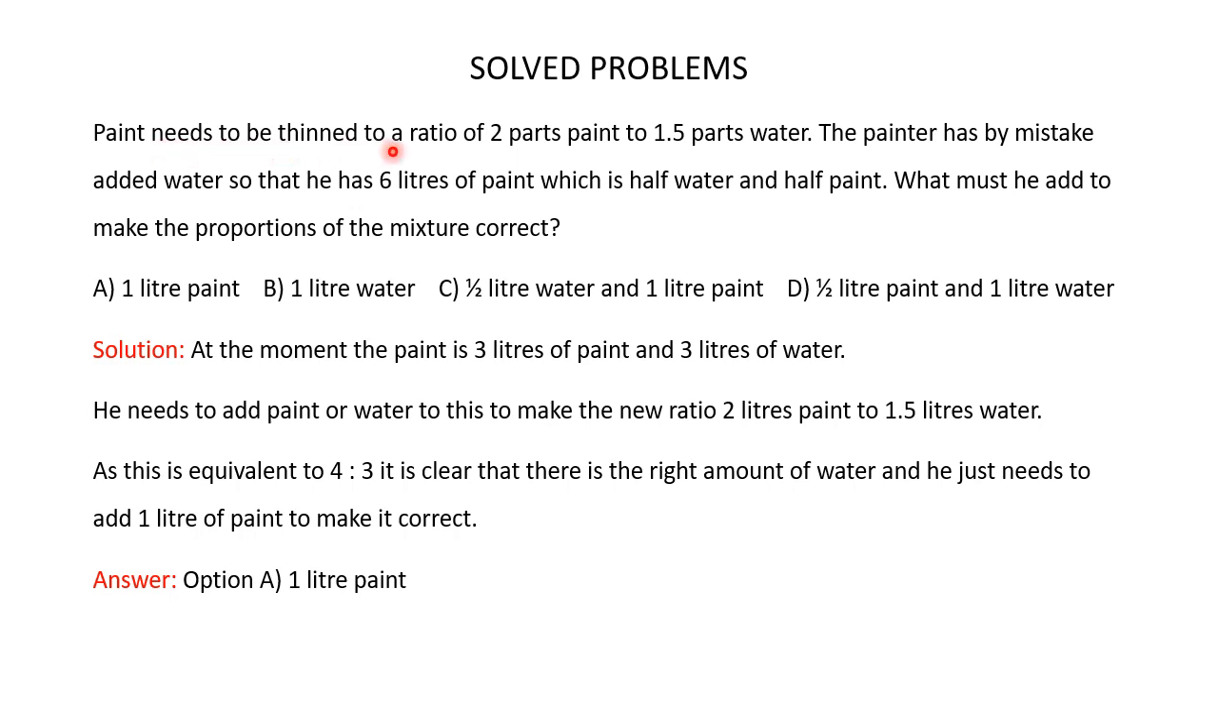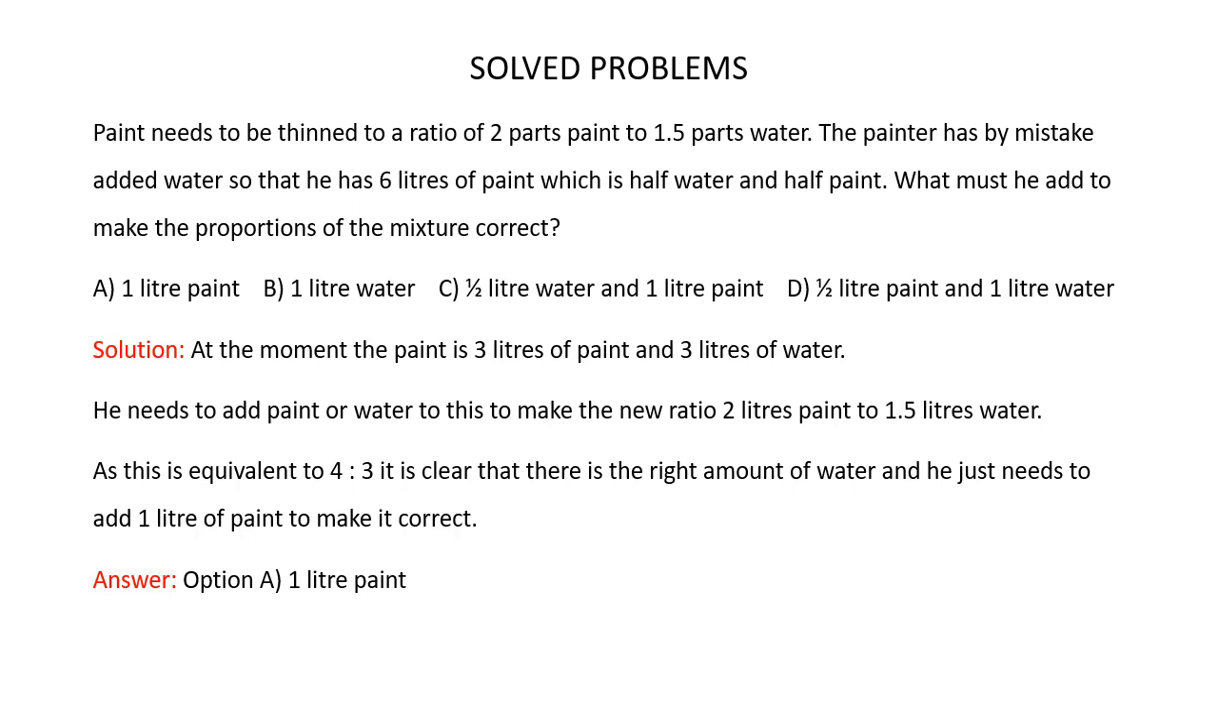Paint needs to be thinned to a ratio of 2 parts paint to 1.5 parts water. The painter has by mistake added water so that he has 6 liters of paint, which is half water and half paint. What must he add to make the proportions of the mixture correct? Here you are given 4 options and you have to find out which of these options is the correct one.